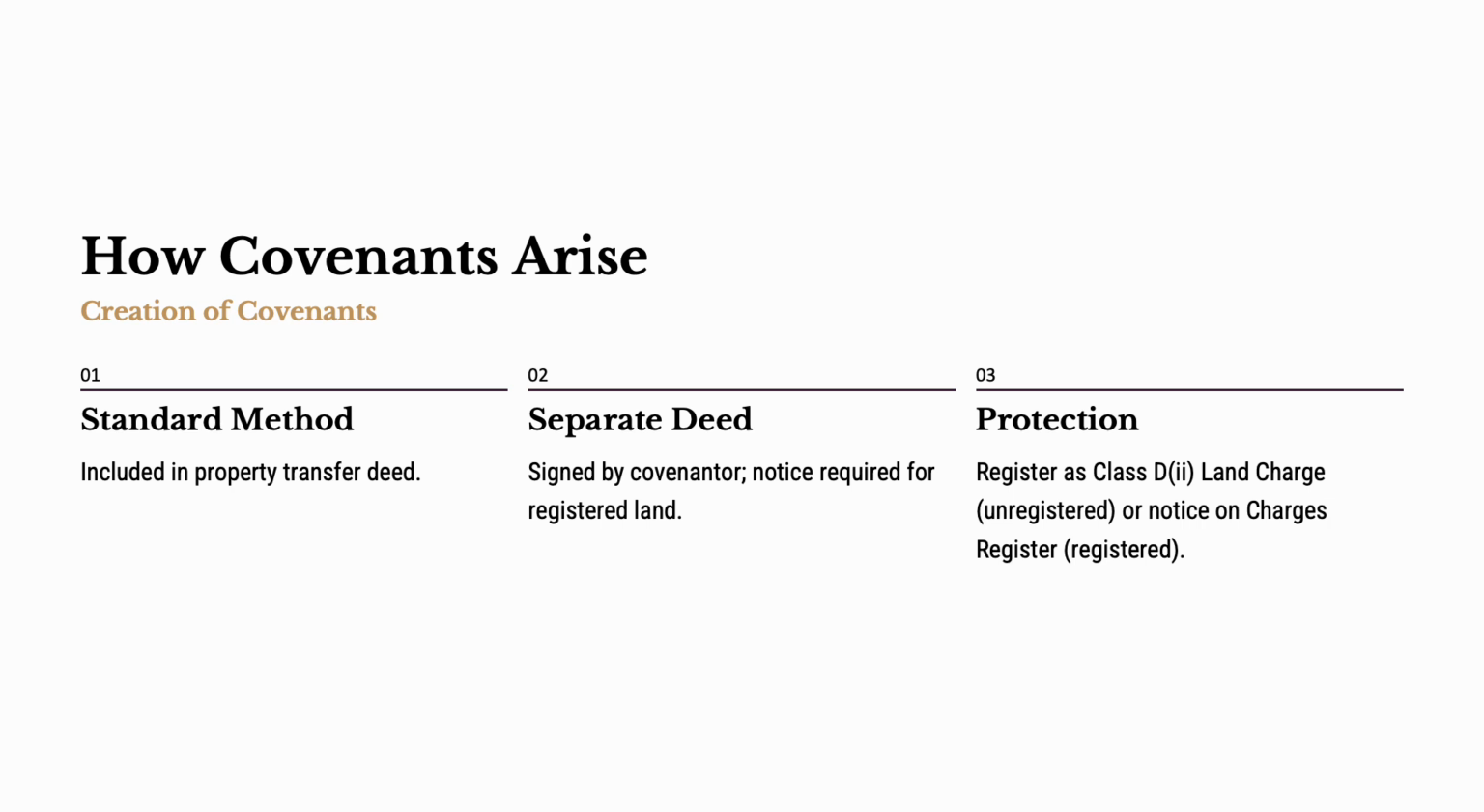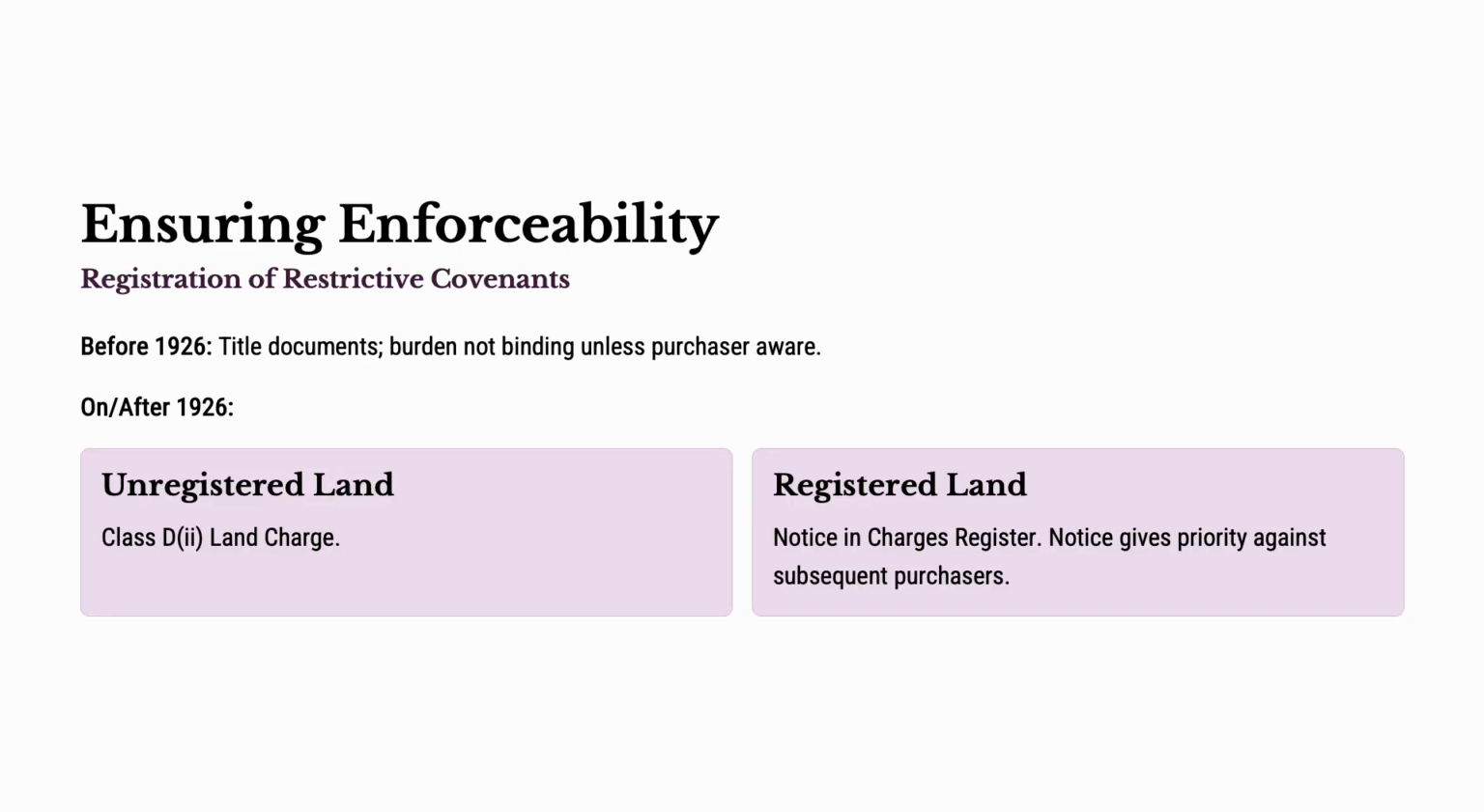For unregistered land, a restrictive covenant must be registered as a Class D2 land charge against the name of the estate owner at the time of creation. Failure to register renders the covenant void against a purchaser for money or money's worth, even if the purchaser had actual notice. We have talked about it many times. So what is the registration requirement for a restrictive covenant and how do we ensure enforceability?